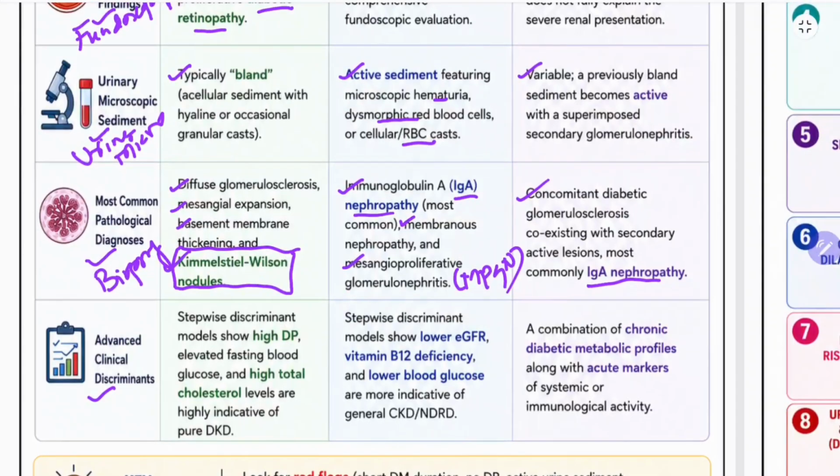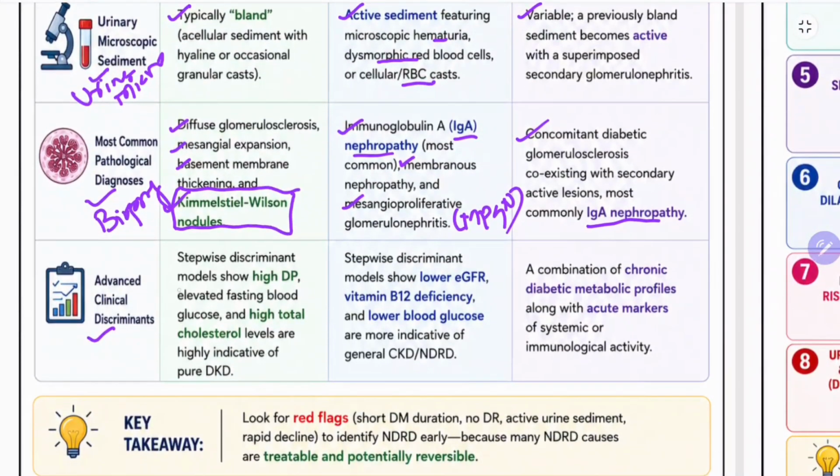Some advanced clinical discriminants. In DKD, stepwise discriminant models show that high diabetic retinopathy, elevated fasting blood glucose, and high total cholesterol levels are highly indicative of pure DKD. Three things, and of these two are very important: presence of diabetic retinopathy and high total cholesterol levels, along with elevated fasting blood sugar levels. So these three will help us to discriminate.